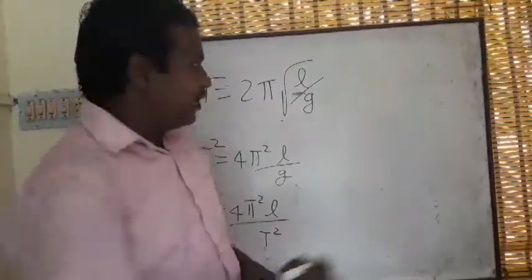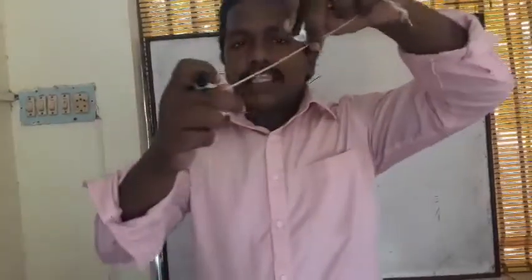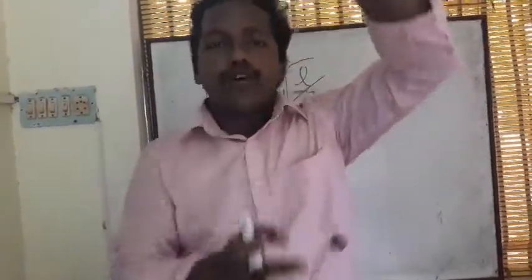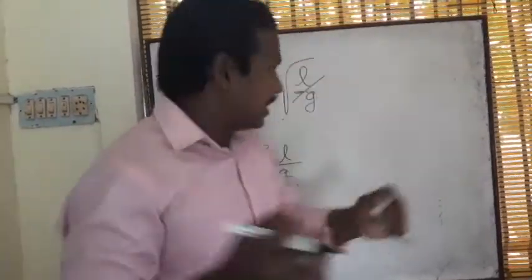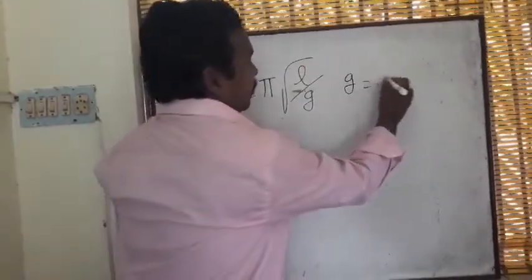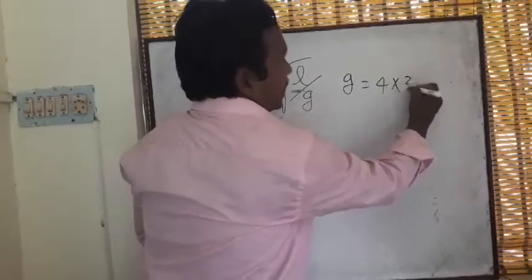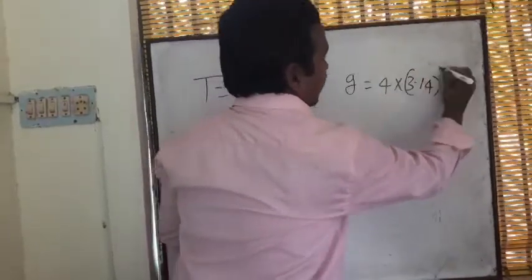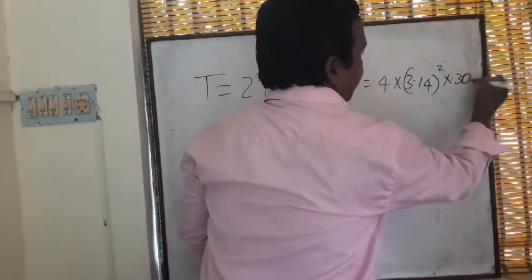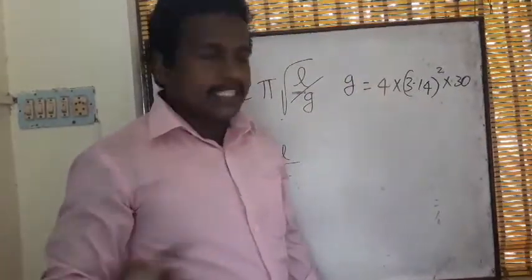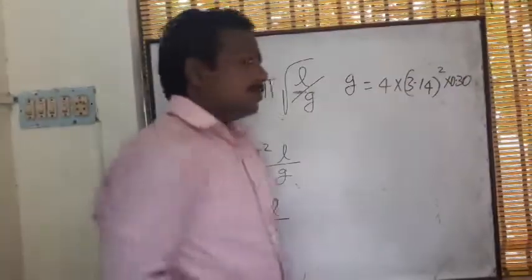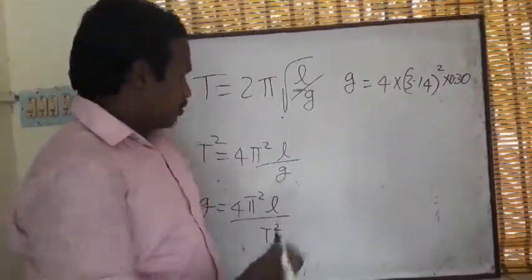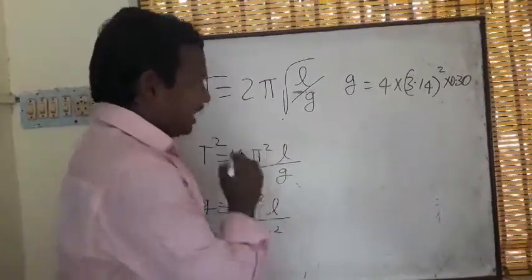Now I'm going to take the length as 30 centimeter. So the pendulum length will be 30 centimeter. So G is equal to 4 into pi, which is 3.14, whole square, into 30 centimeter. I have not taken it in meters yet, so it is 0.30 meter. So I got 4 pi square L.